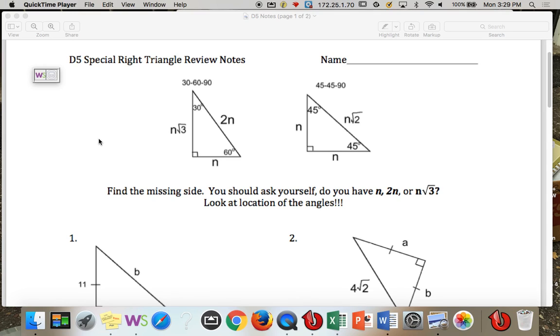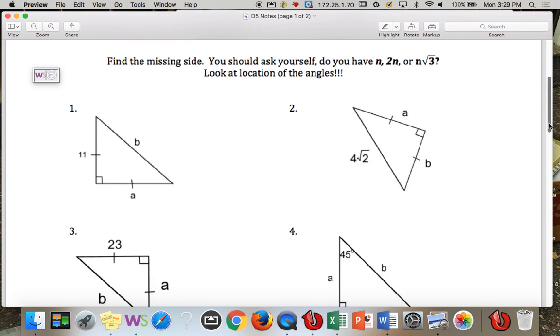We're going to take a look at our special right triangles one more time. So we're going to review both the 30-60-90 and the 45-45-90 triangle. For both of these, you should find the side that you have, and then ask yourself, do you have n, 2n, or n√3? Look at the location of the angles. We're just going to go over a bunch of examples today.